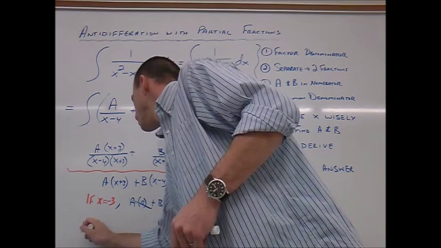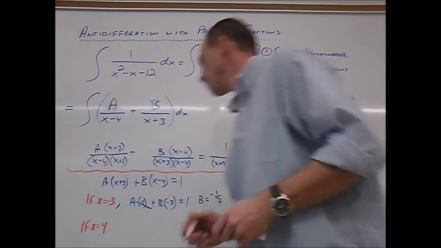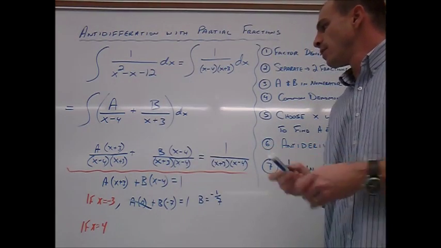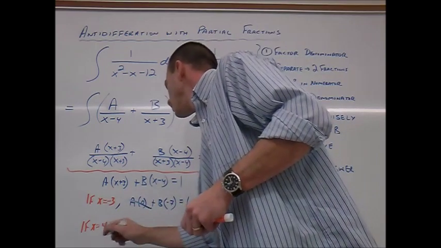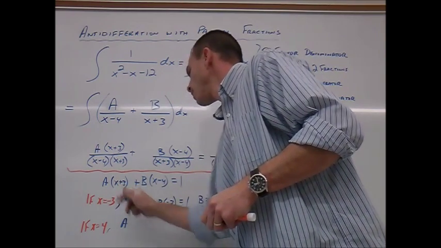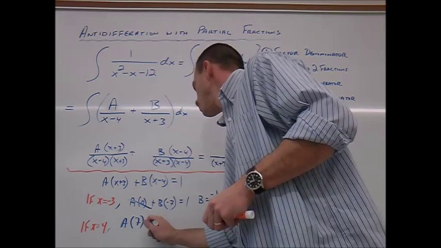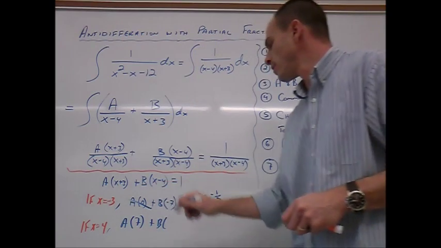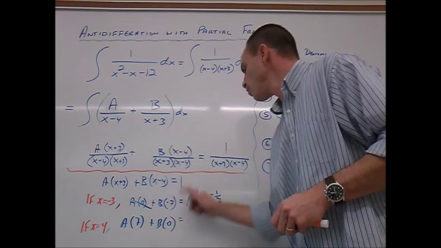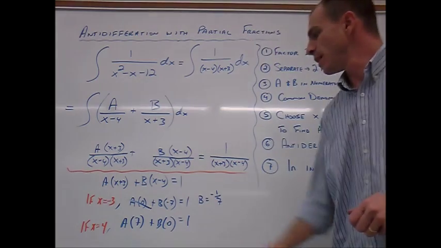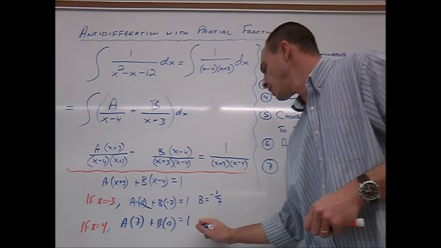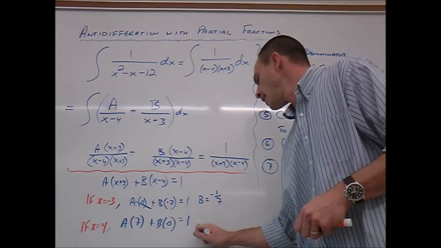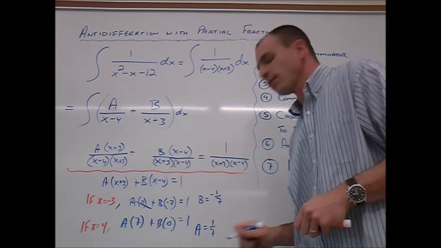If x equals 4, all right, then what we have is a times 4 plus 3, so a times 7, plus b times 4 minus 4 is 0, and that still must be equal to 1. All right, so 7a plus 0 is 1. Divide both sides by 7. A is equal to 1/7.